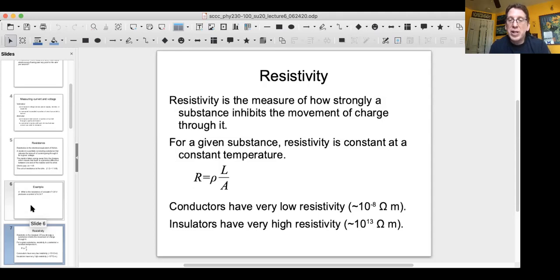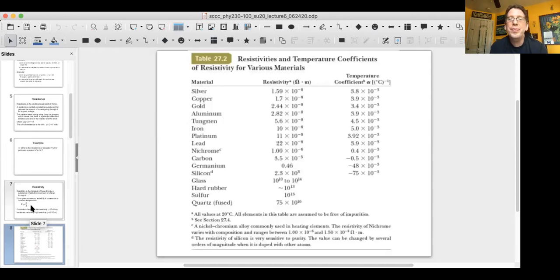Conductors tend to have very low resistivity in SI units, on the order of 10 to the negative 8 ohm meters. Insulators have a resistivity on the order of 10 to the 13 ohm meters. So 21 orders of magnitude difference, which is very, very large. And so this table gives you an idea of what different resistivity values are. For metals, for conductors, it's on the order of 10 to the negative 8.